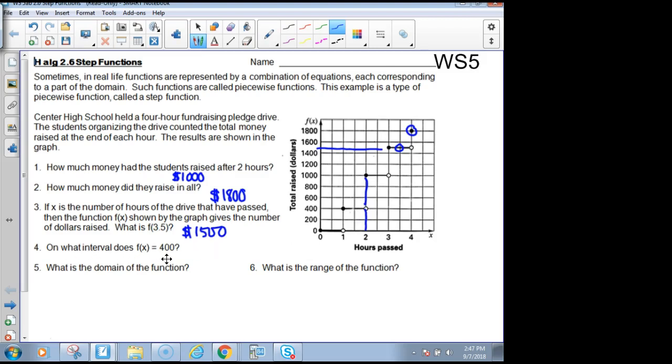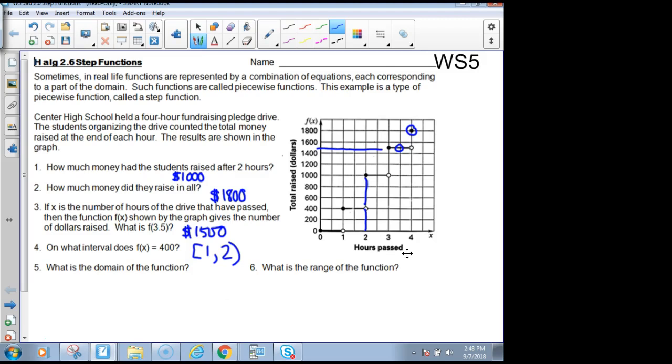On what interval does the f of x equal 400? So from what time period did they have $400? That would be from 1, and it's including 1 hour, up to 2, and then it's not including 2 because at 2 hours they counted and they actually had 1,000, so it doesn't include the 2. It's only over the interval 1 to 2.